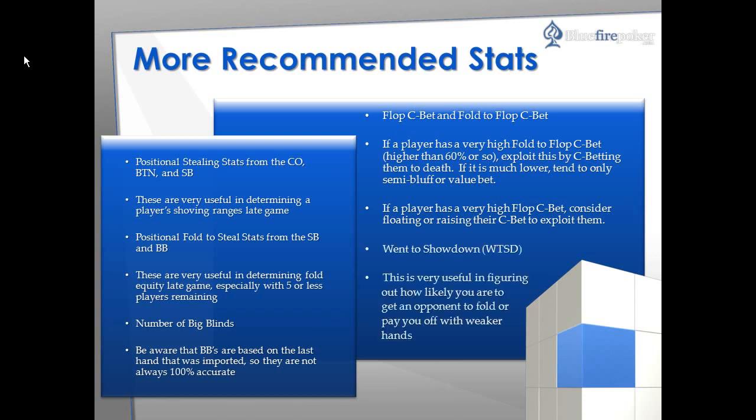And finally, it's the went to showdown percentage. This is very useful in figuring out how likely you are to get an opponent to fold if we are on a maybe turn or river situation, or how likely we are to get him to pay us off with weaker hands. If their went to showdown percentage is very high, we know that their general showdown hand strength is not very strong.